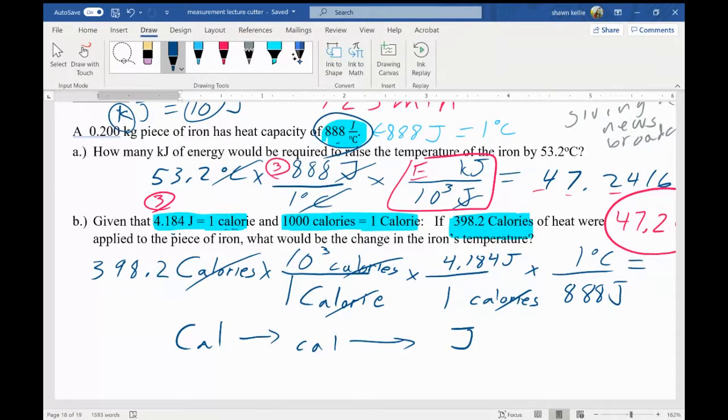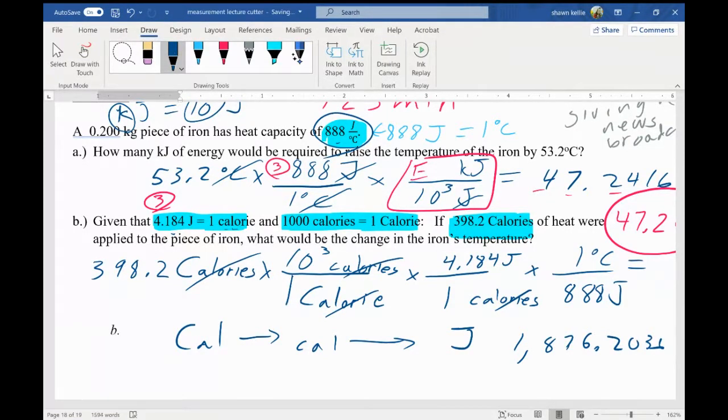And I get 1,876.2036. Let me punch that in again just to make sure. 398.2, although that does seem right, times 1,000 times 4.184 divided by 888. All right, same number again.